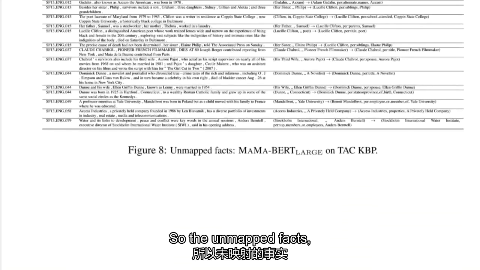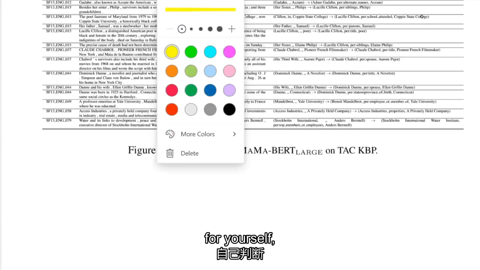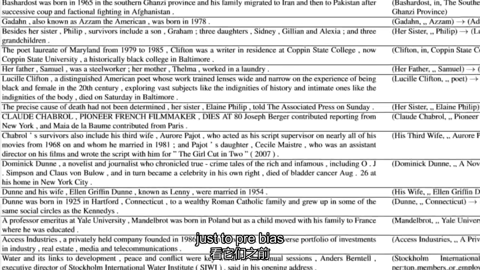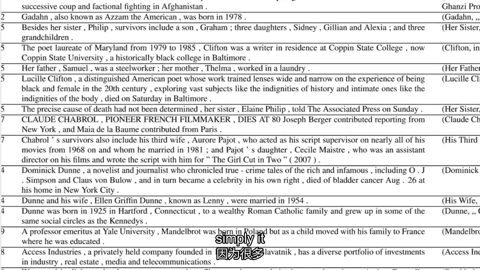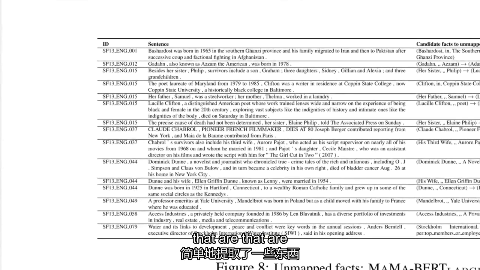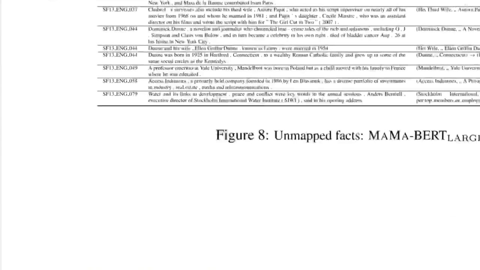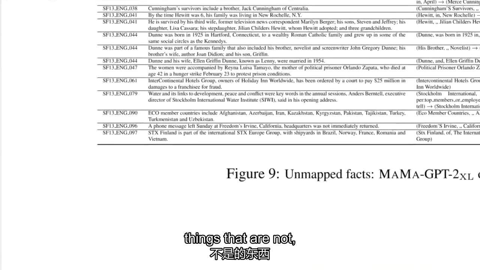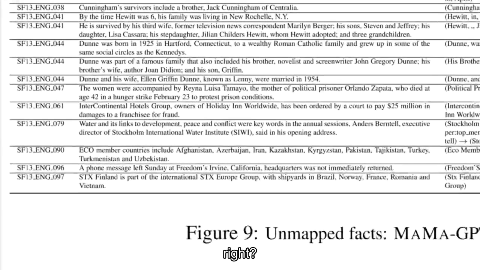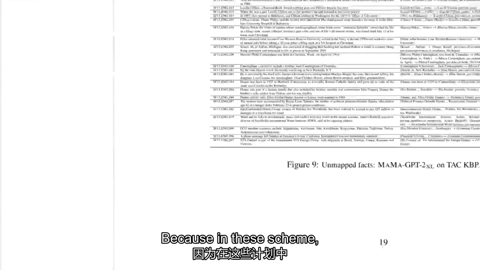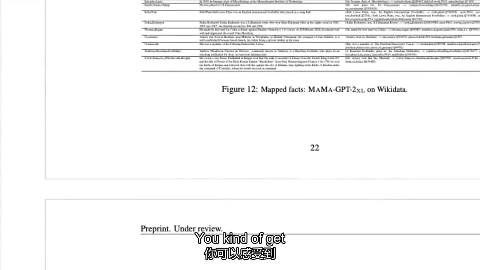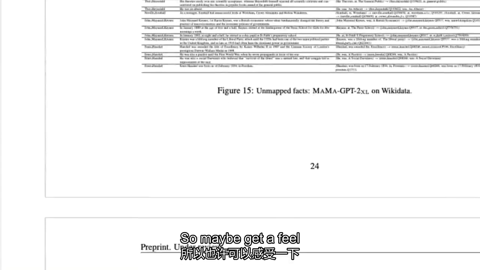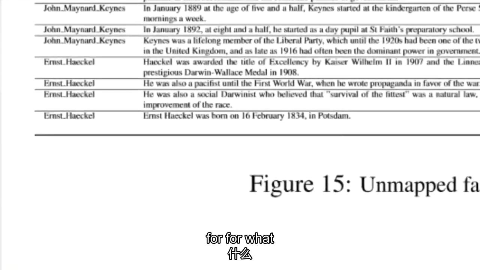Okay. So the unmapped facts, what I feel, and you can judge for yourself, please. Just to pre-bias you before we look at them, is that a lot of times it simply can't assign things, right? It's a failure to assign. It's not a new thing, because in these schemas, you haven't seen the schemas, but you get a feel of what's contained in it. Which is the last table? So maybe get a feel for what.